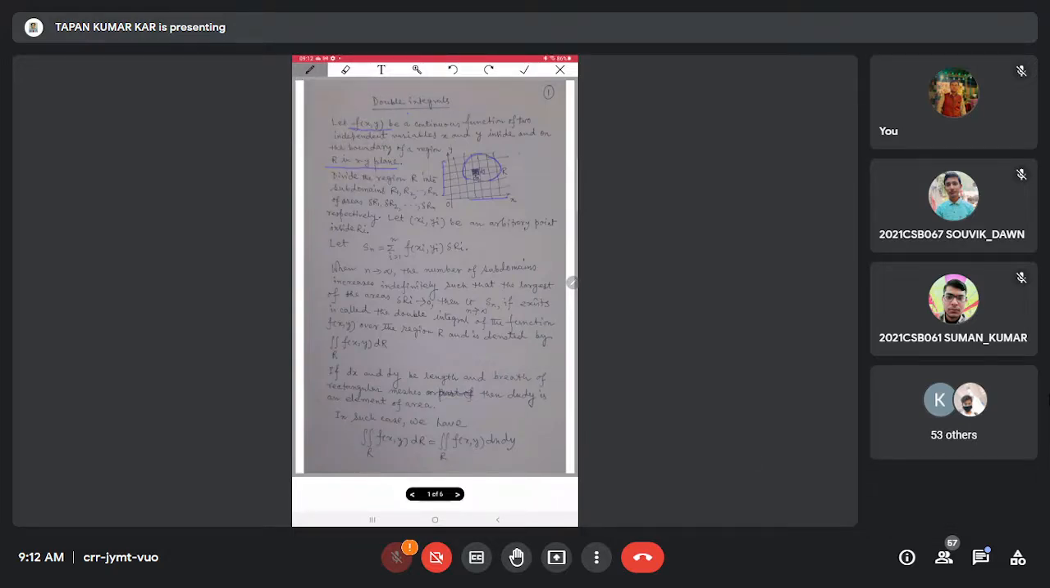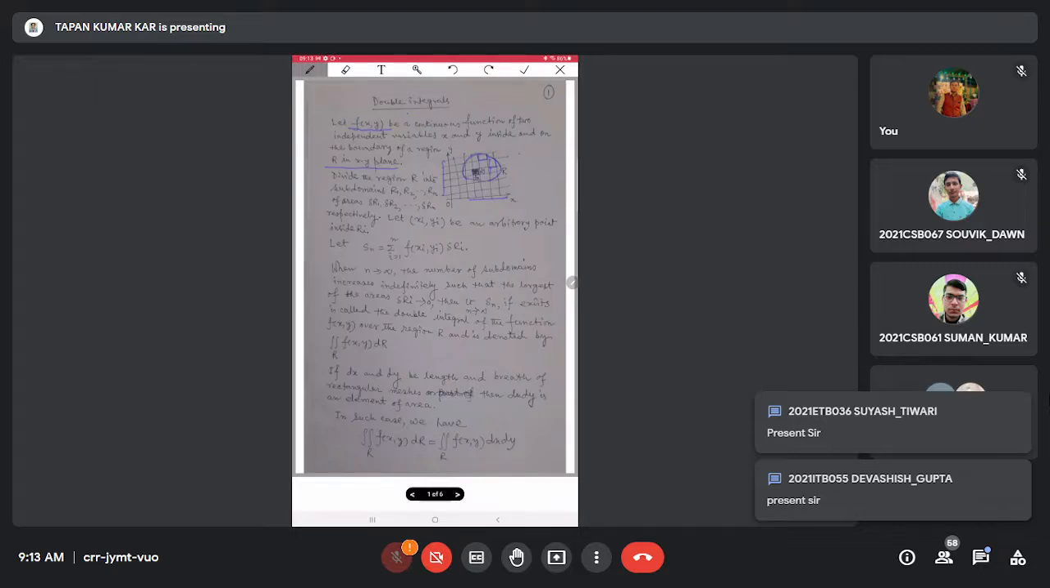So now look at this. Divide the region R into subdomains R1, R2 up to Rn. That is, it is divided in this way. This is one subdomain, this is another subdomain, and in this way it is divided into several subdomains R1, R2, up to Rn. Suppose their areas are delta R1, delta R2, up to delta Rn, small elementary regions respectively.